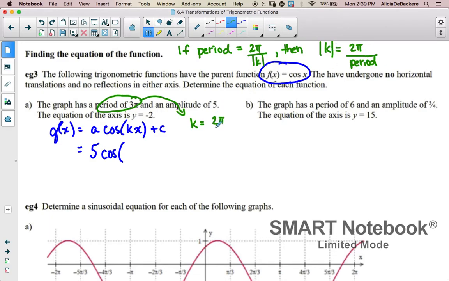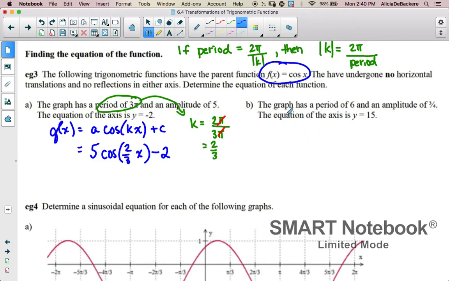So k is 2 pi divided by the period, which is 3 pi. And so I can cancel out the pi since it's all multiplication, and I can see that the k value is 2/3. So in my equation, I'm going to have 2/3 times x. I'm not flipping it, right? I already flipped it when I did dividing by the period. And then plus c. Now remember, the c value is just your axis. That's my vertical shift up or down. So minus 2 at the end.